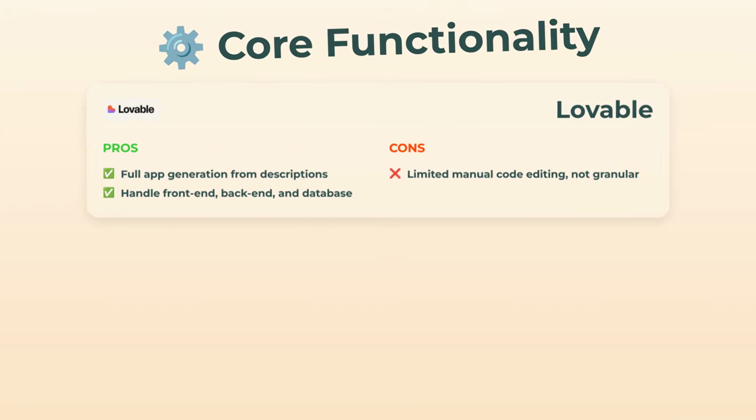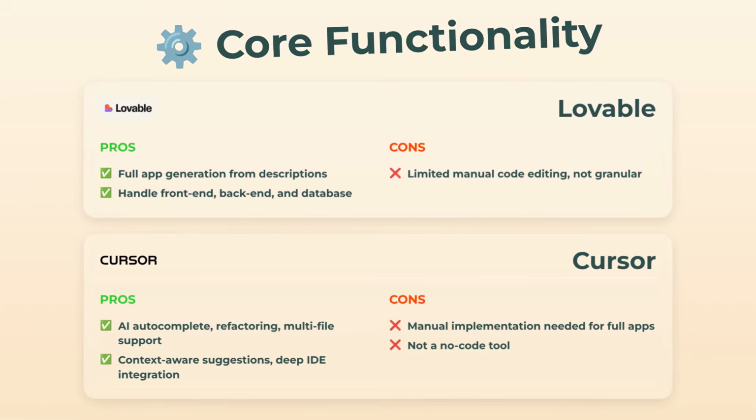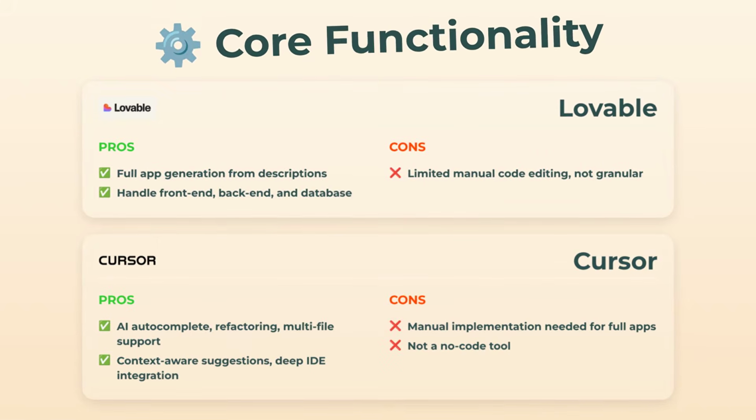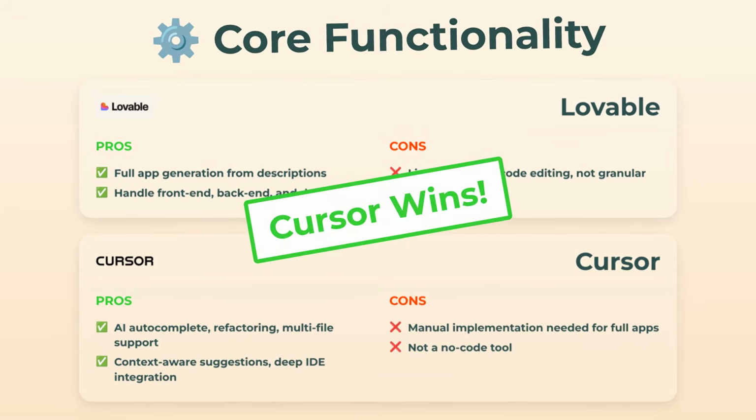Then there's Cursor. I mean, this thing is stacked. AI autofill, refactoring, context-aware suggestions, deep IDE integration, the whole nine yards. You can leap between files, get smart prompts, and it honestly feels like having an AI pair programmer. But if you want an entire app built just from a prompt, that's not what Cursor does. Though for sheer features, Cursor takes this one.